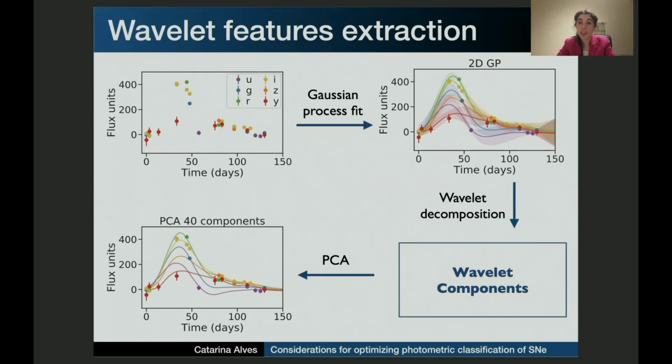We now have the wavelet components, but this is a highly dimensional space where only some of the components provide useful information for classification. Thus, we apply a principal component analysis and reduce the dimensionality to 40 components. We can always go back to the original real space and compare that we do obtain a similar-looking light curve, as we can see comparing the last image with the Gaussian process fit.